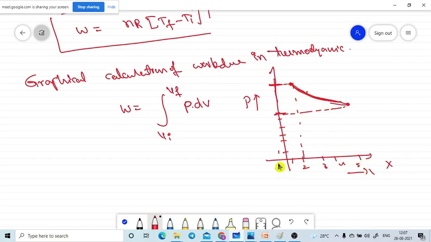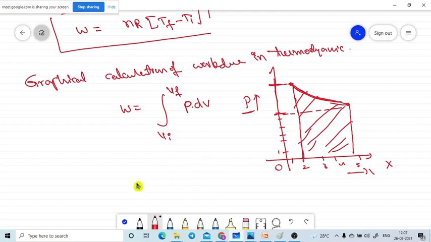What I told you, if this is the graph drawn showing the variation of the pressure as well as the variation of the volume, how can you find out the total work done by the system? It is nothing but the area occupied in the PV graph. If we calculate this area, it tells us the work done by the system.